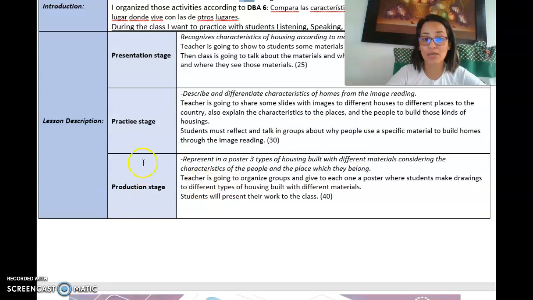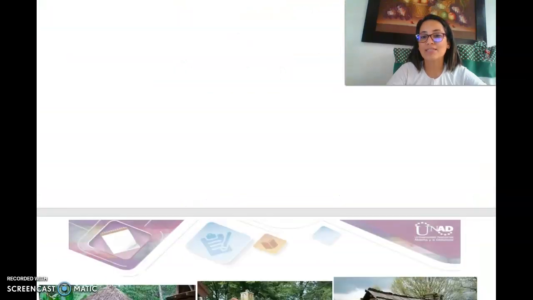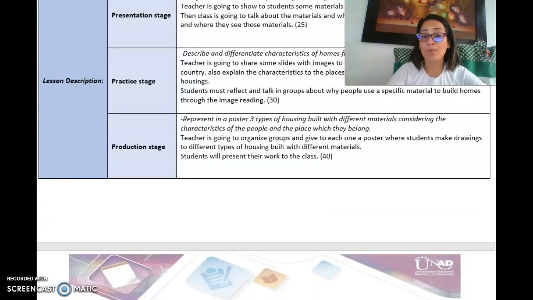And the last part is production. In this kind of activity, the students make the main paper in the class. So I present a poster with three types of housing built with different materials, considering the characteristics of the people and the places where they belong. So according to those kinds of people that I show in those images, they select three and make a poster.